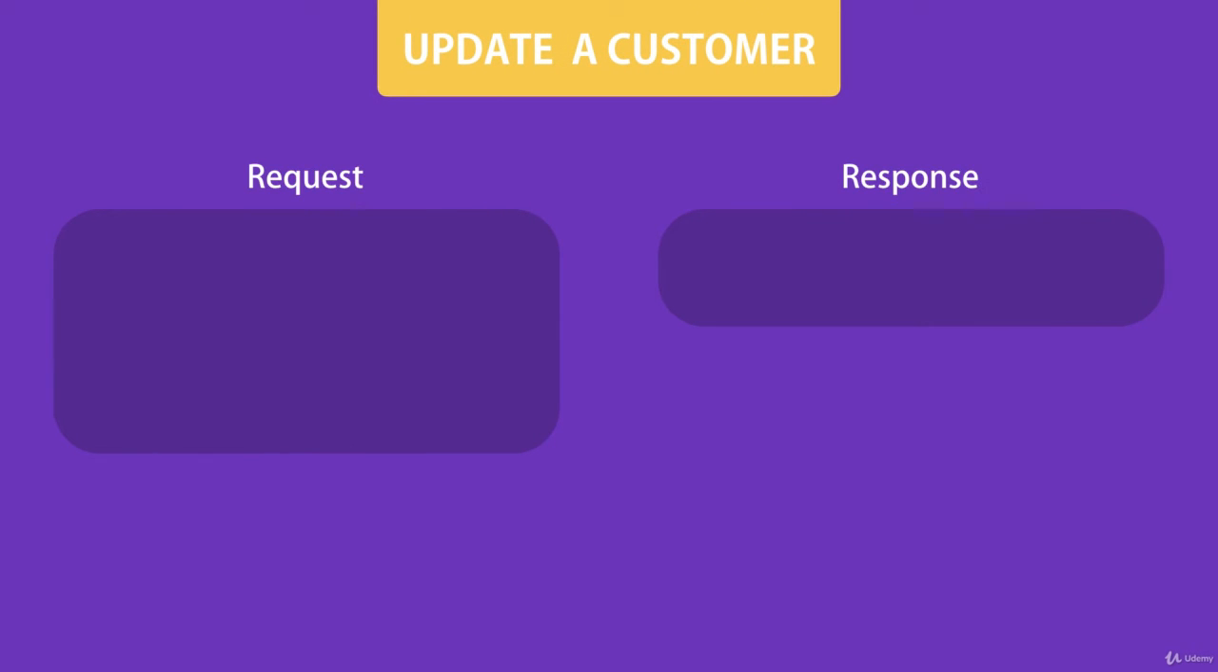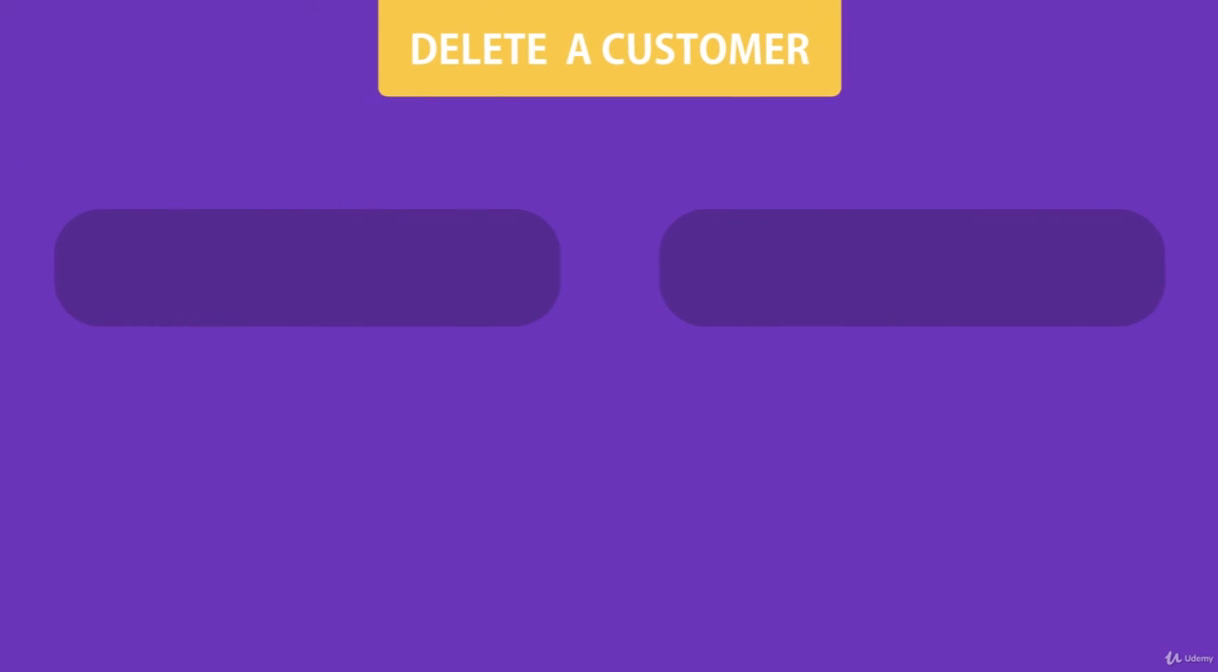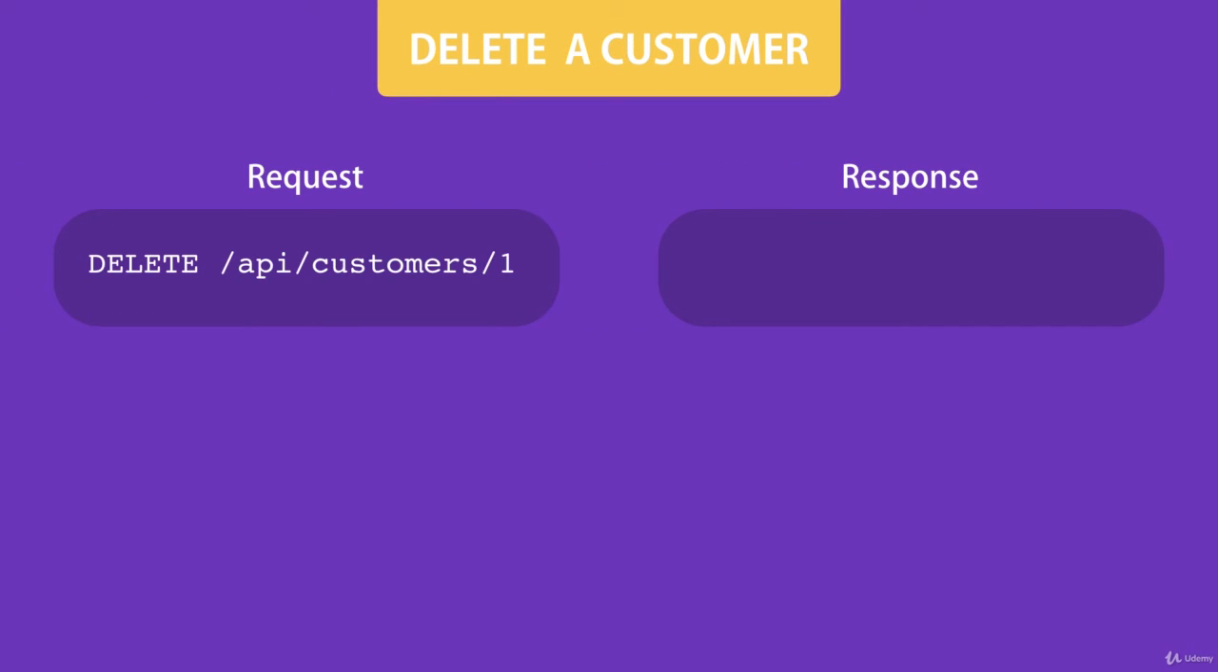Now, to update a customer, we should send an HTTP PUT request to this endpoint. And note that again here, we're specifying the ID of the customer to be updated. But also, we should include the customer object in the body of the request. So this is a complete representation of the customer object with updated properties. We send this to the server, and the server updates the customer with the given ID according to these values. Similarly, to delete a customer, we should send an HTTP DELETE request to this endpoint. But here we don't need to include the customer object in the body of the request because all we need to delete a customer is an ID.